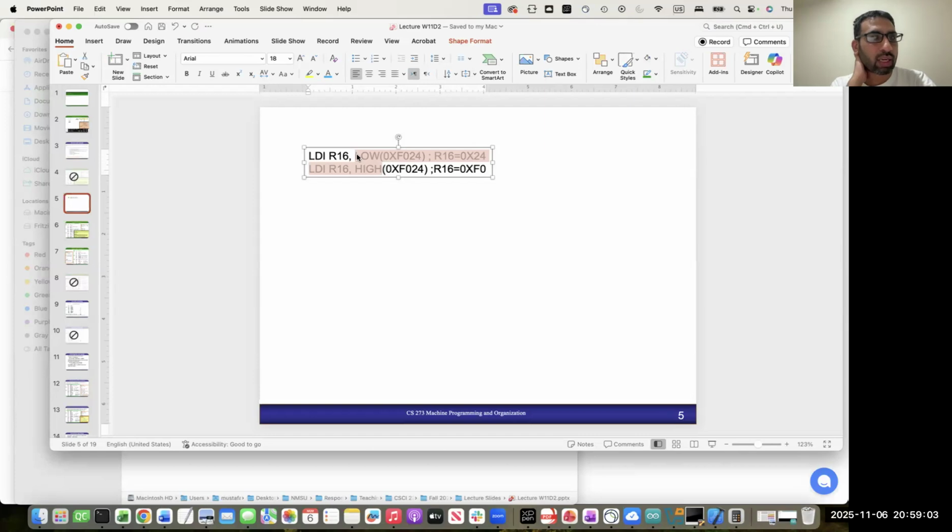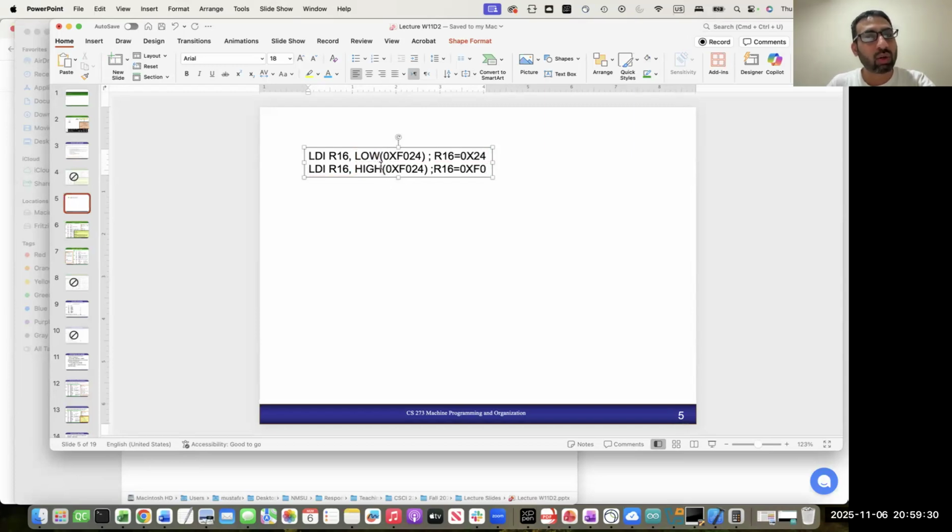Now, it all depends on what assembler you are using. The assembler used in the book is the Atmel Studio assembler. So it is also an assembler for the ATmega328P microcontroller. In that assembler, Atmel Studio assembler, they are using these keywords for the low and high directive.